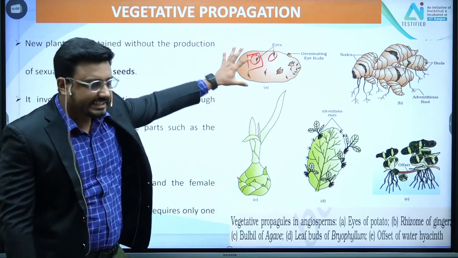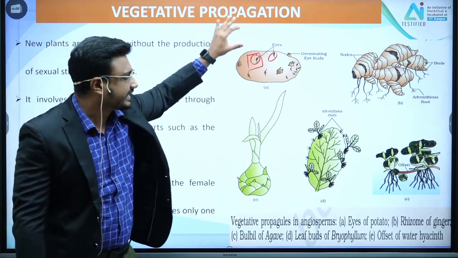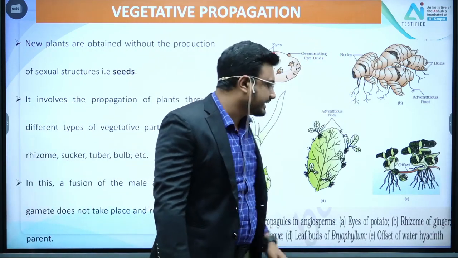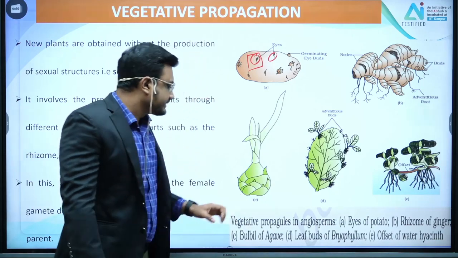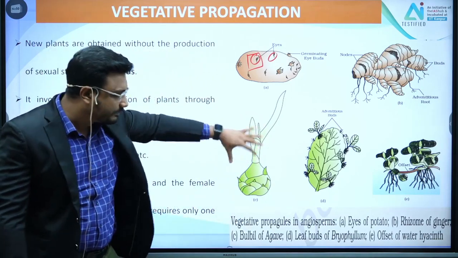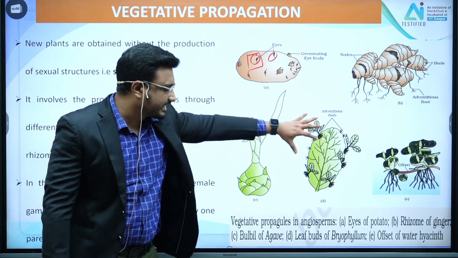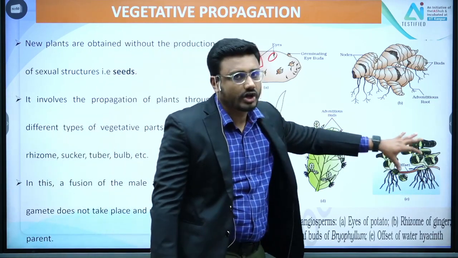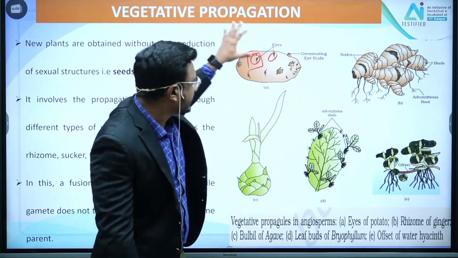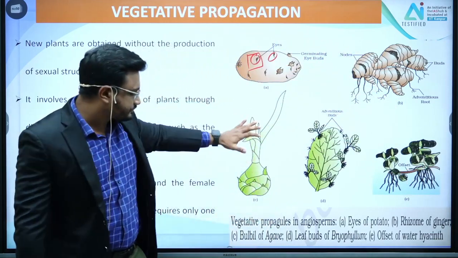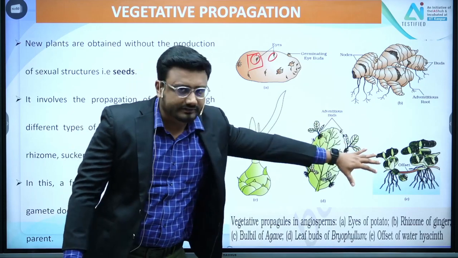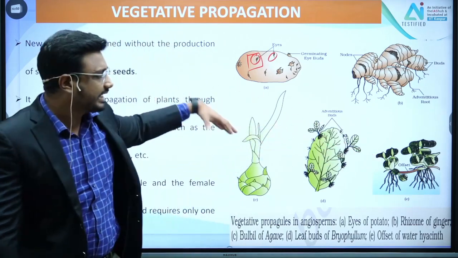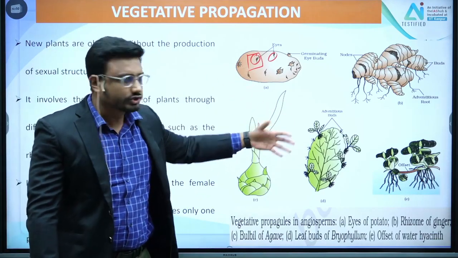So the vegetative part that is present in potato is the eyes. In the same manner, the vegetative part present in ginger is the rhizome. Whereas agave consists of bulbils, bryophyllum consists of adventitious buds, and water hyacinth consists of the offset. So all of these, the eyes, the rhizome, the bulbil, the bud, and the offset, are the vegetative parts of these plants that help in giving rise to new plants.